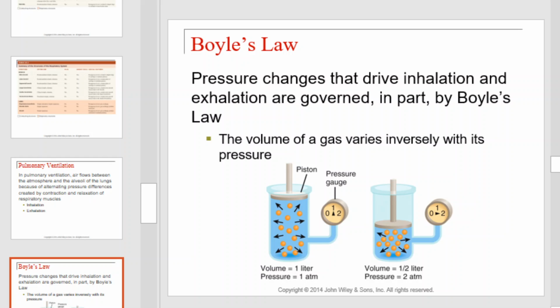Inhaling and exhaling, creating pressure changes, is analogous to Boyle's law. Boyle's law describes pressure changes that drive inhalation and exhalation. The volume of gas varies inversely with its pressure.